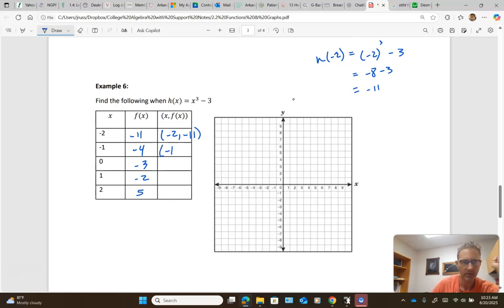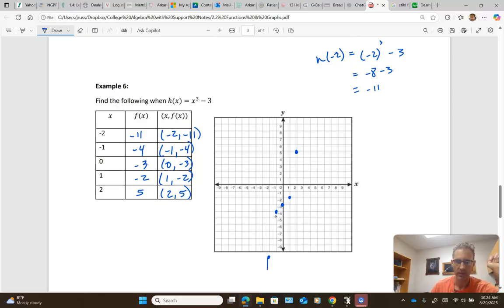Okay, so I'll turn these into ordered pairs, and then I'll go ahead and start plotting them. So -2, -11 is just going to be off the viewing window by 1 unit. Then -1, -4 is going to be down here. 0, -3 will be here. 1, -2 right here, and finally 2, 5 is going to be up here.